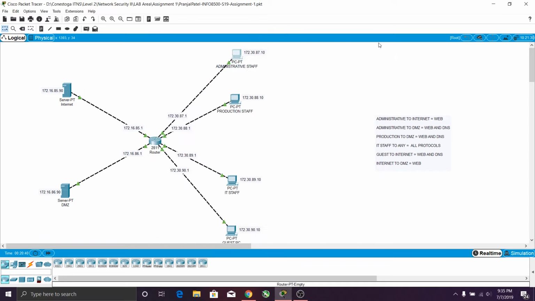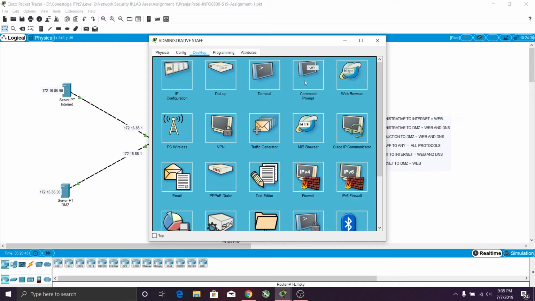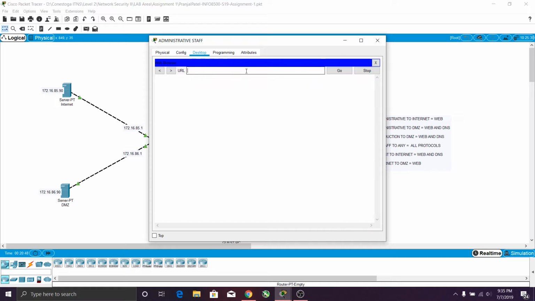Now, the second policy is administrative to DMZ, which has both web and DNS access. So let's try it out. At first we'll be using the web. The IP address for the DMZ is, so success. Now the DNS. So I was able to do it also.